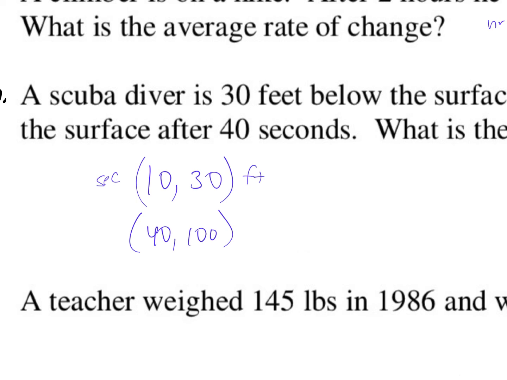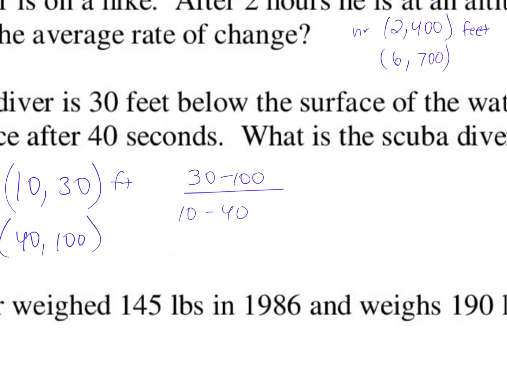Somebody asked, why do you always put the bigger number first? You don't have to. I can say 30 minus 100, right? If I use 30 in the numerator first, what do I have to use in the denominator first? 10. So 10 minus 40. Okay, what's 30 minus 100? Negative 70. What is 10 minus 40? Negative 30. So a negative divided by negative equals a positive. My zeros cancel out. I have 7 over 3.